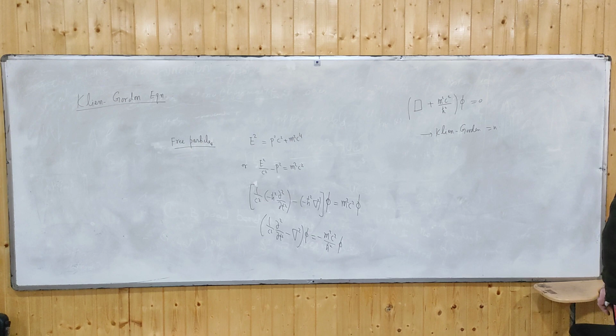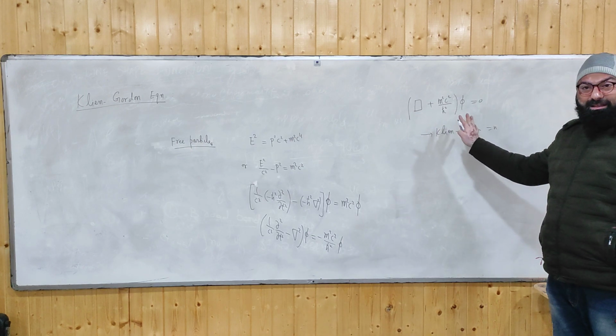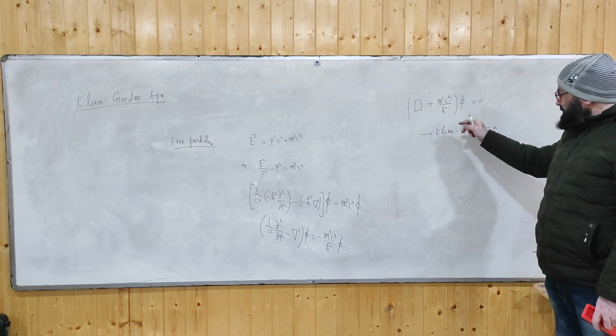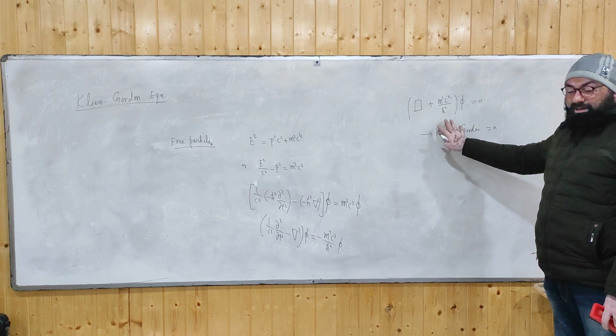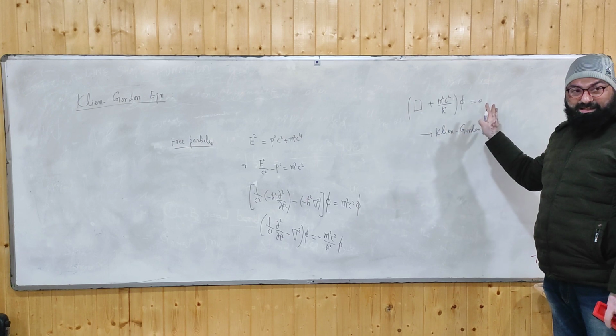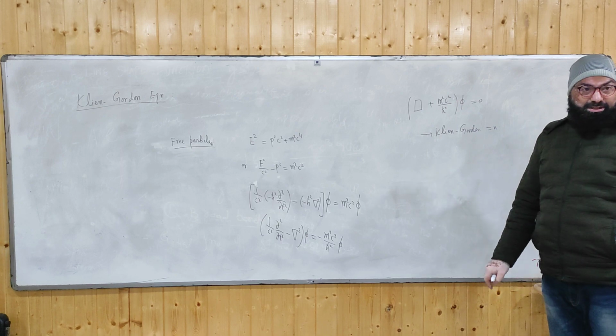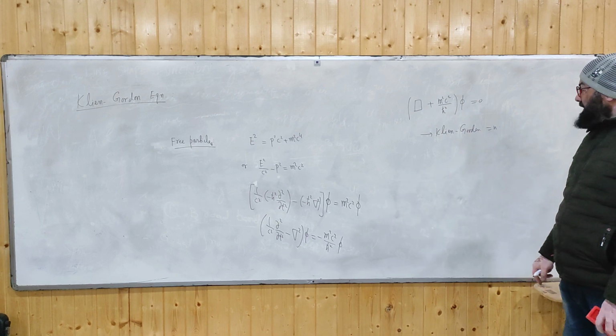So we have arrived at a relativistic equation for a particle. Now we have actually merged both relativity and quantum mechanics. You have h-bar here and c here. Both the terms are arising here.